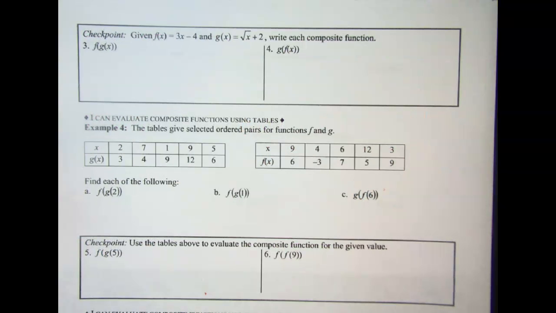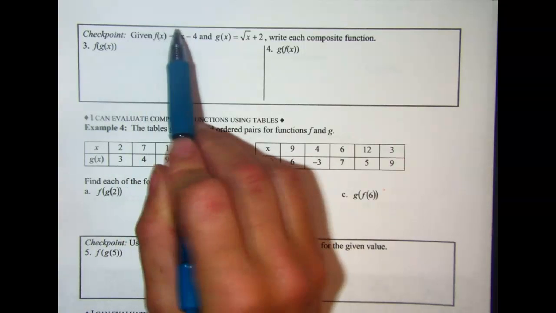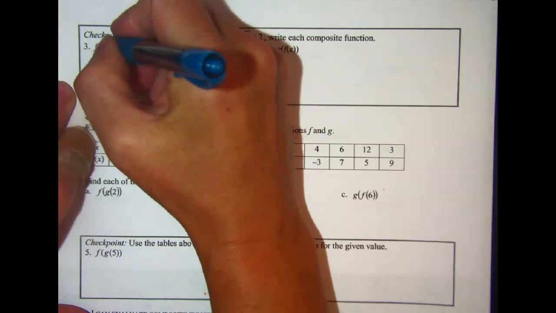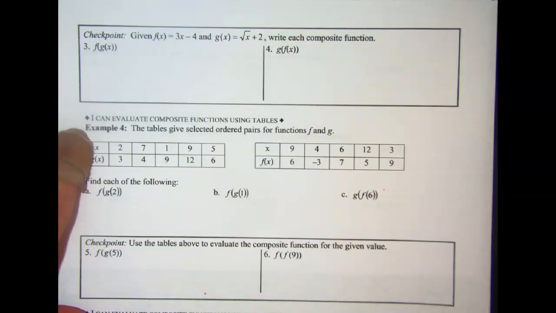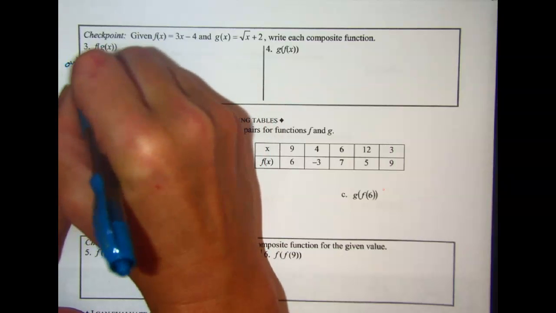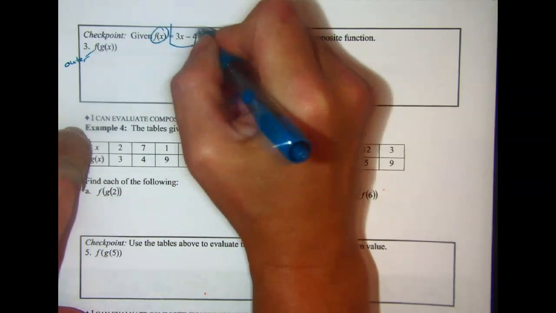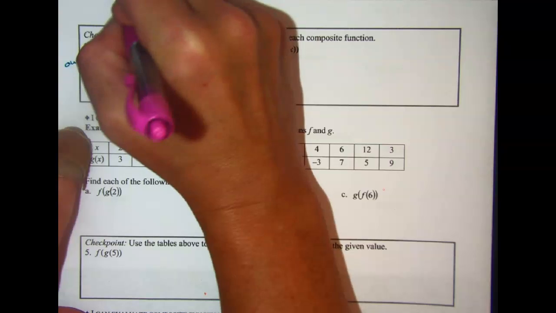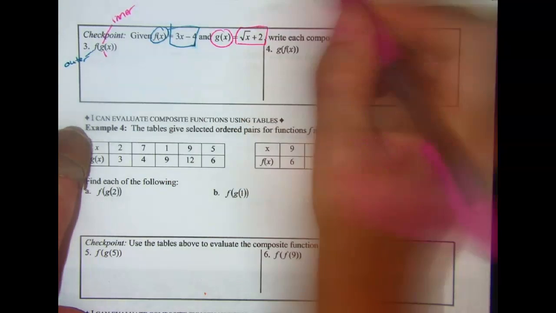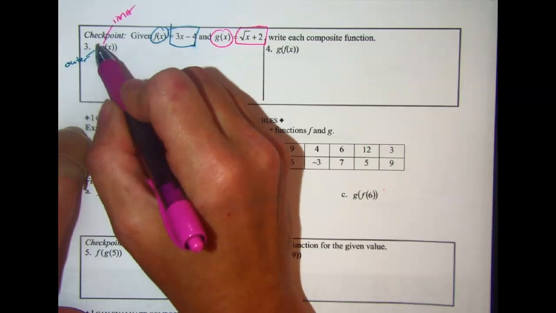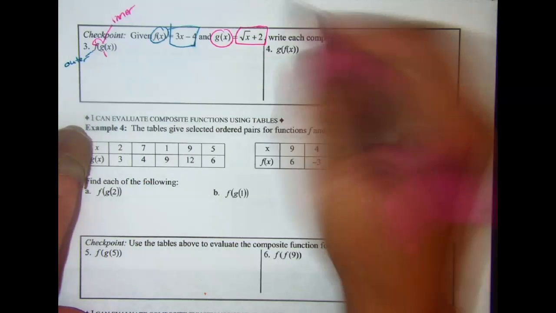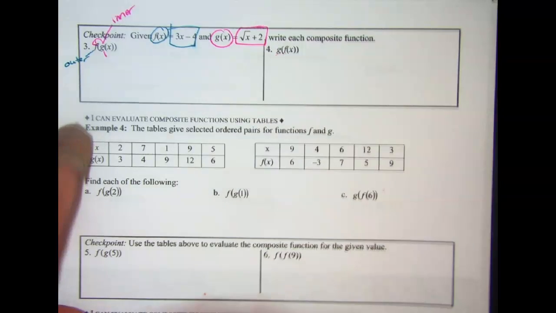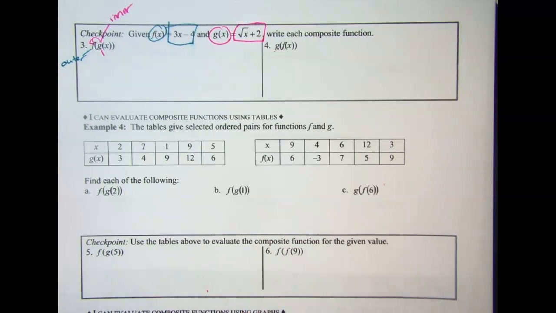So I've turned the page, and you are going to try the checkpoint. Again, you have different functions, but your inner gets plugged into the outer. Okay, so this is your outer, new one. And this is your inner. And this is G. So you're plugging this G into the F. And then for this one, you're plugging the F into the G. All right, so go ahead. I want you to pause the video and try this on your own.